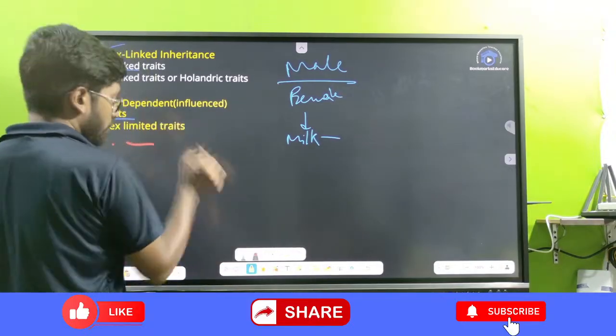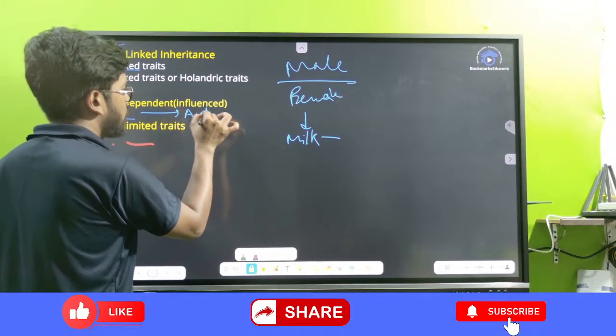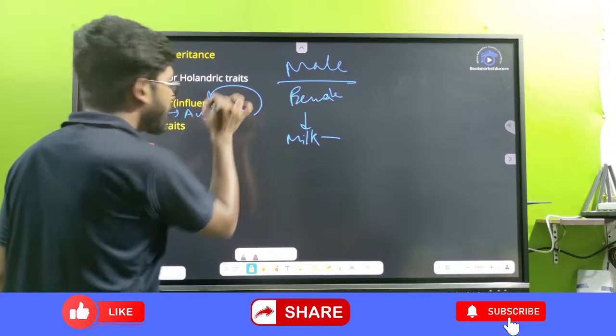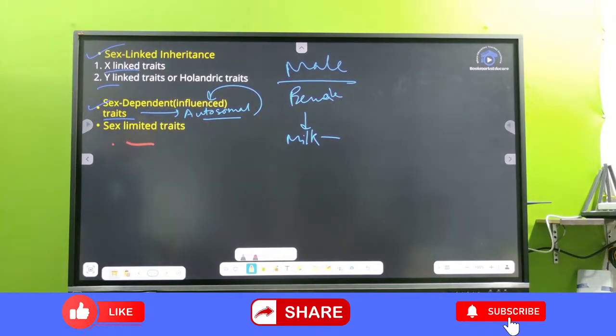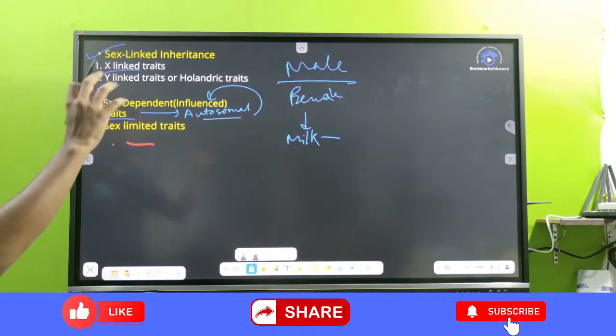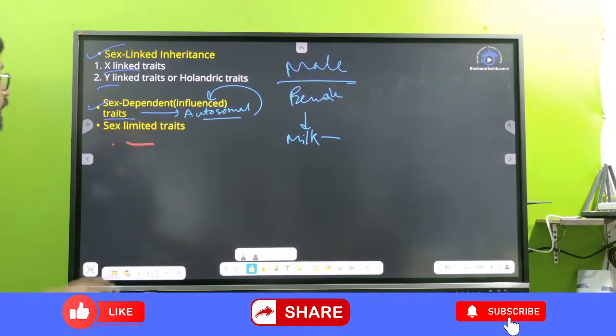This is the characteristic that is autosomal, but it is influenced by your sex chromosomes. The presence and absence of X and Y will either suppress or uplift the character.